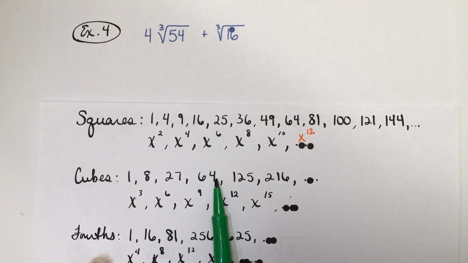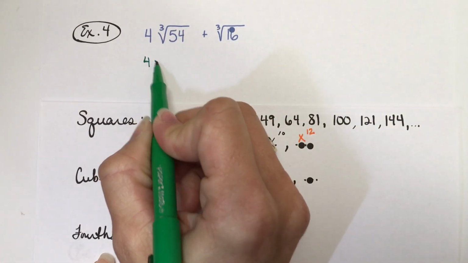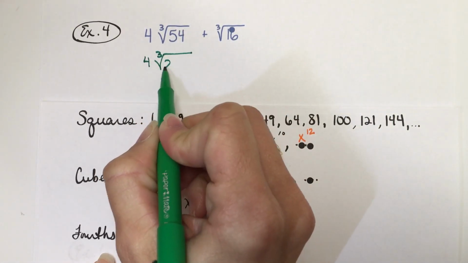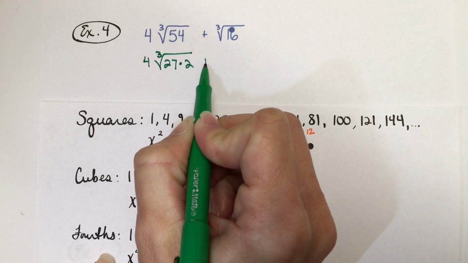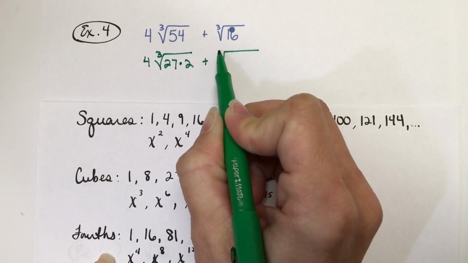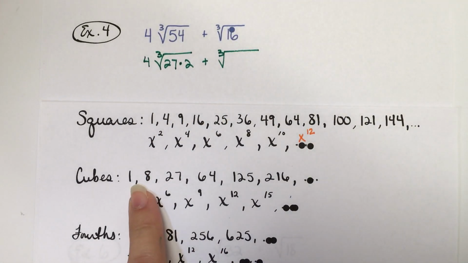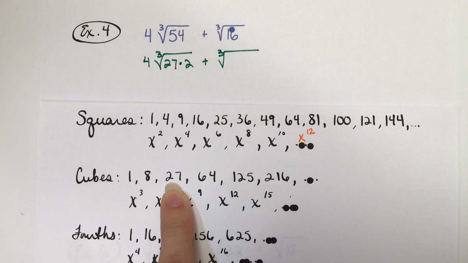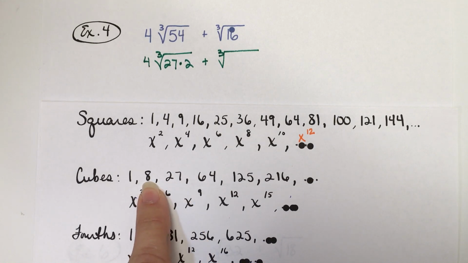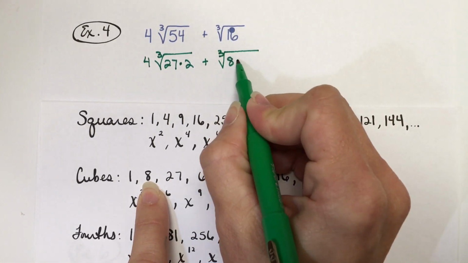And that's going to be 27. And it'll go 2 times. Okay, now 16 is not a perfect cube, but 8 is. 8 is on my list, and 8 will go into 16 2 times.